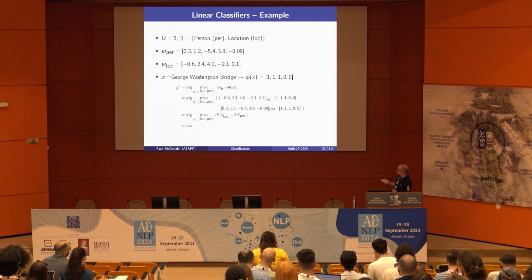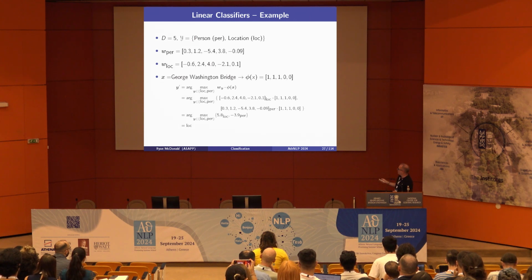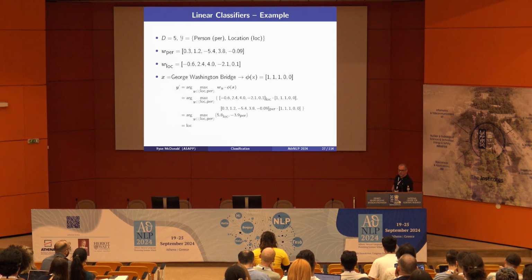So to ground this a bit, just so you have an end-to-end example, dimensions 5. Let's say we have 2 labels, person, location. So we want to understand, is a string a person or a location? We'll say the parameter vector for person is this parameter vector here. The parameter vector or weight vector for location is this one here. And I get an input, X, which is George Washington Bridge. I take that, I pass it through my feature map. I get my binary feature representation here.